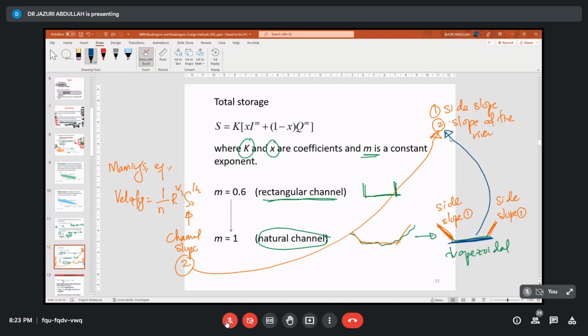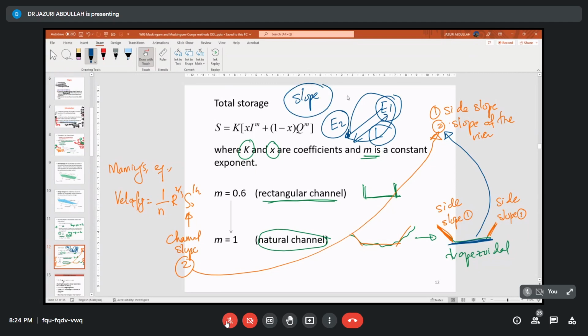So what we have to do, like I told you just now, you have the channel, you have the catchment area, you have elevation 1, elevation 2, and you have the length here. Based on this E1, E2, and L, you can calculate the slope. So this slope is referred to slope number 2 here. I think I drew a lot of things and gave a lot of information here. I hope you can differentiate between side slope and slope of the river, or channel slope, or bottom of the river.